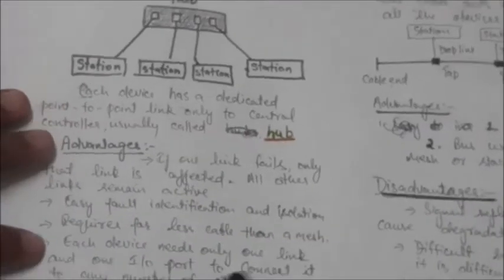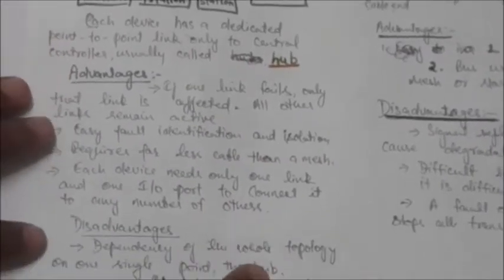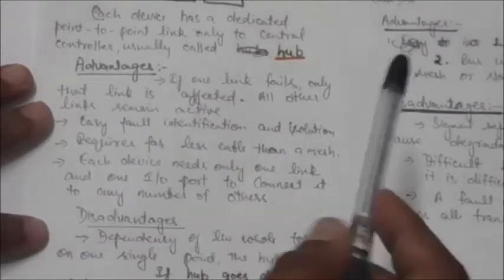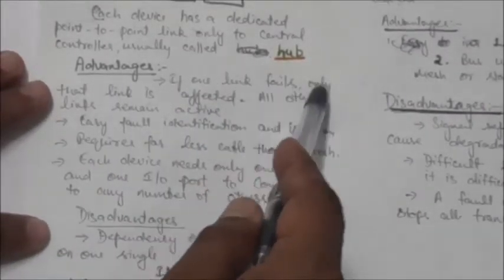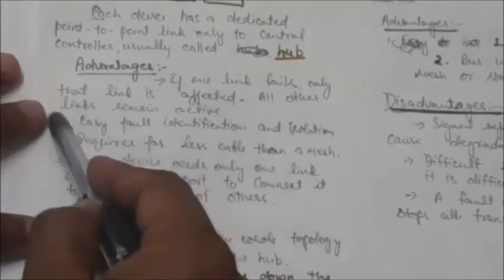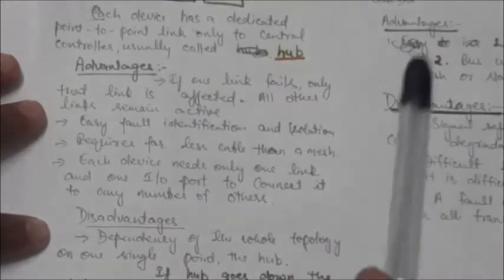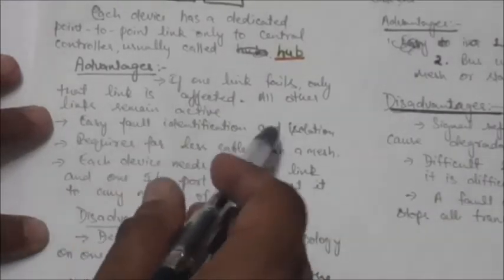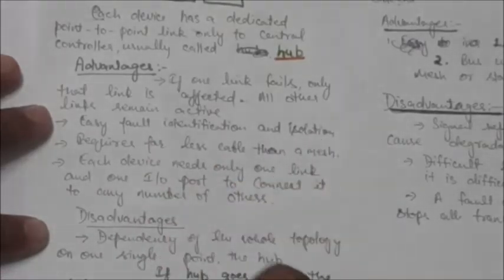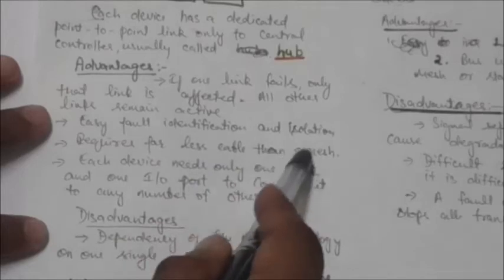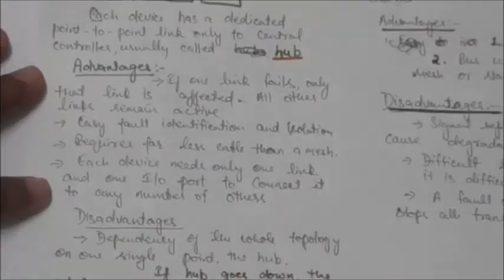So what are the advantages of star topology? If one link fails, then only that link is affected, right? All other links remain active. So this is one of the advantages of star topology. Second is easy fault identification and isolation. And third advantage is it requires far less cable than a mesh topology, right?